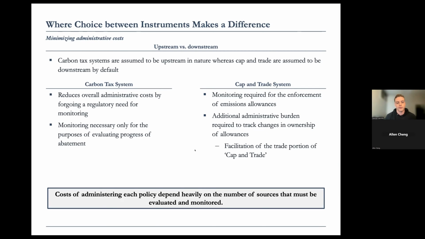And so when thinking of the carbon tax system, there's an overall low level of administrative costs because you're not necessarily enforcing or even needing to monitor how many emissions each producer or consumer is emitting. Rather, the monitoring happens for the evaluation of the progress towards abatement. So whether the carbon tax system is working or not, essentially, is really the only reason you would need to monitor emissions. The cap and trade system, on the other hand, requires that you monitor each consumer or producer's emissions and enforce the allowances that they are given.